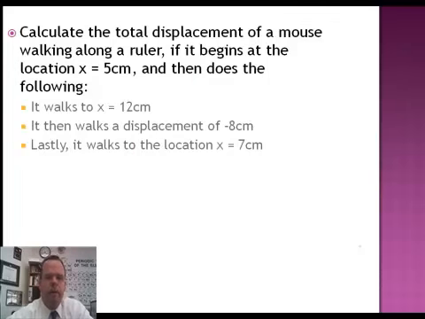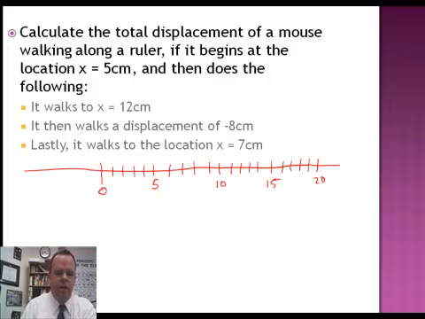Calculate the total displacement of a mouse walking along a ruler if it begins at a location of 5 centimeters and then does the following. Whenever you're dealing with position and displacement problems, I think it's very useful to draw out exactly what's happening. So I'm going to draw a little scale here. I have a scale 0 to 20 in the positive direction. I'll actually add some negative direction in here just in case we need it in this problem.